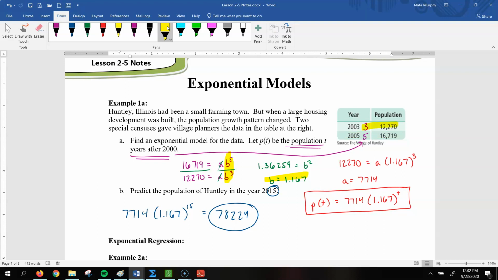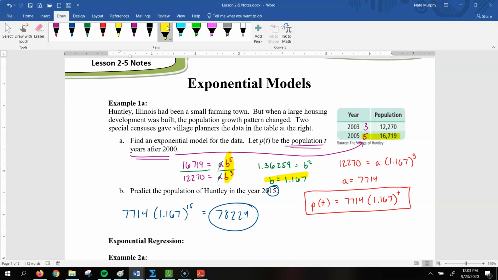You could have used the other coordinate, and I'll talk about that in a second, but you're just going to get a slightly different answer. But when you plug 3 in for your x and 12,270 for your y and our b value, in this scenario, we would get an a value of 7,714. Now let's talk about if instead we had used the different coordinate. I'm just going to tell you that you would get a slightly different value for a. And that's all right. That's why this is a model.